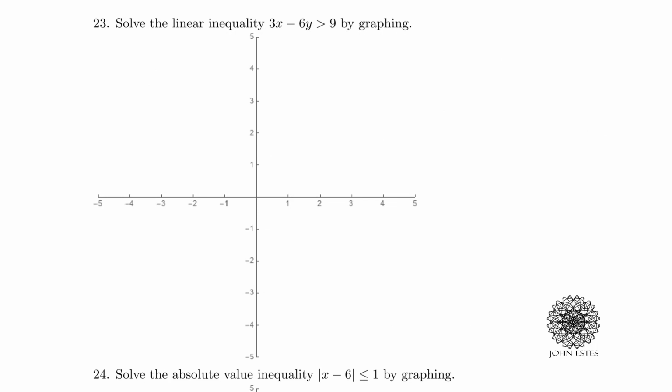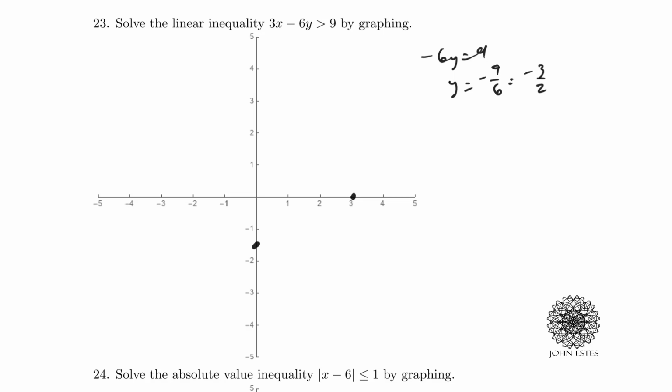So number 23, we're going to solve the linear inequality 3x minus 6y greater than 9 by graphing. Okay, so all we have to do here is graph the line. If I pick my x-intercept, I'll let y be 0. So that means x is 3. So I have an x-intercept at 3. If I try to find my y-intercept, that means I'll let x be 0. So if x is 0, I get negative 6y equals 9, or y equals negative 9/6, which is negative 3/2, which is negative 1 and 1/2. So there's my y-intercept.